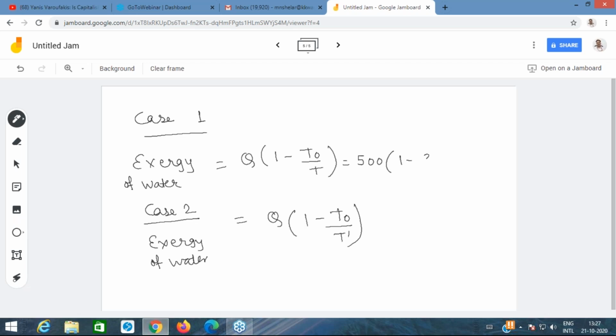1 minus 300 upon 1000. Okay, and this is 500 into 1 minus 300 upon 900. So tell me the answer 1 and answer 2. What is the value? Calculate using your calculators and tell me the numbers. Now it's simply a question of mathematics. It has nothing to do with concepts as such. So you just calculate fast and tell me the answer in case 1 and case 2.